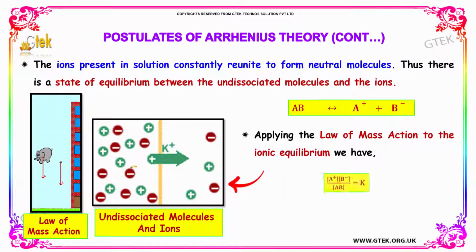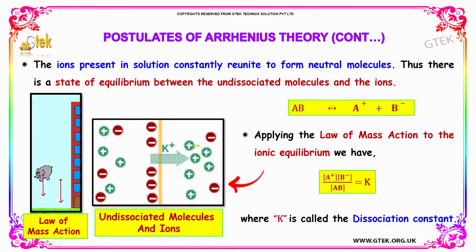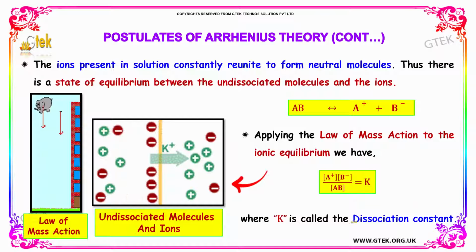The ions present in solution constantly reunite to form the neutral molecules. Thus, there is a state of equilibrium between the undissociated molecules and the ions. AB will give A+ and B-. Applying the law of mass action to the ionic equilibrium, we have [A+][B-]/[AB] = K, where K is called the dissociation constant.